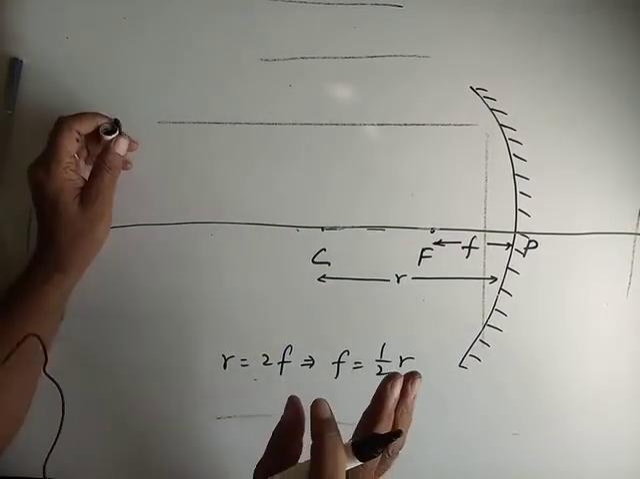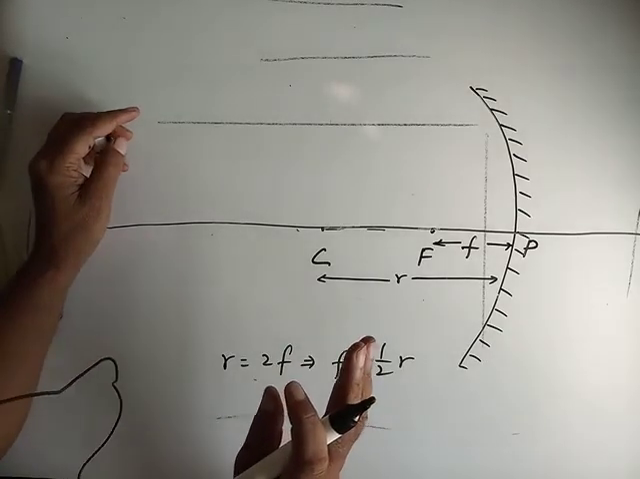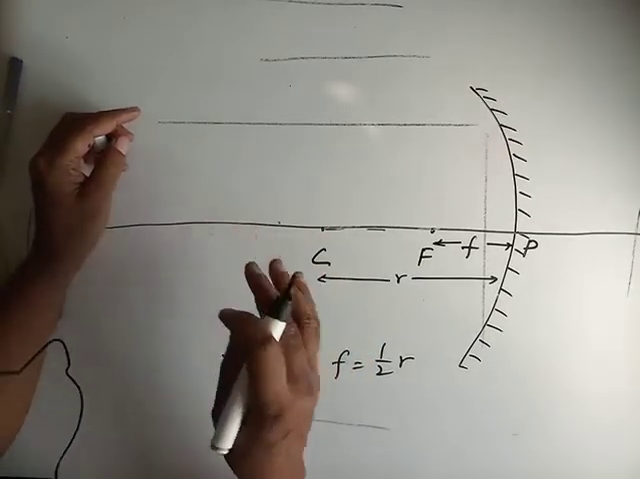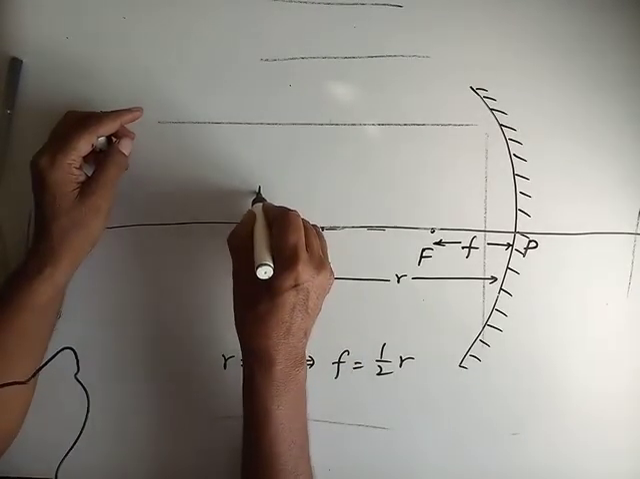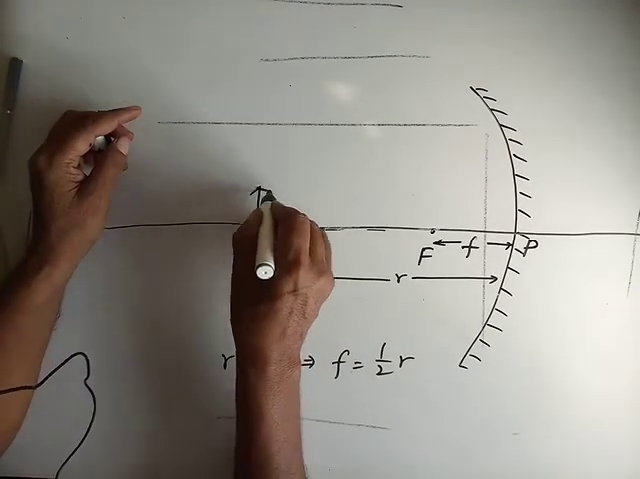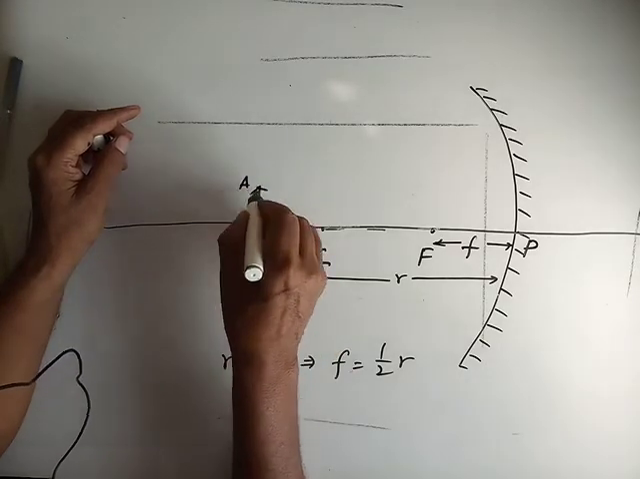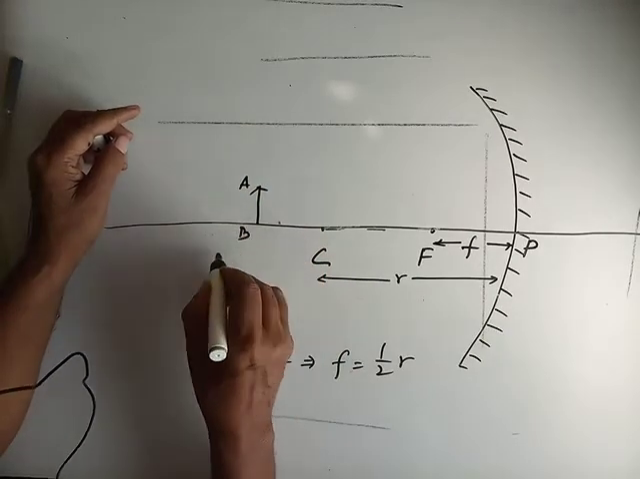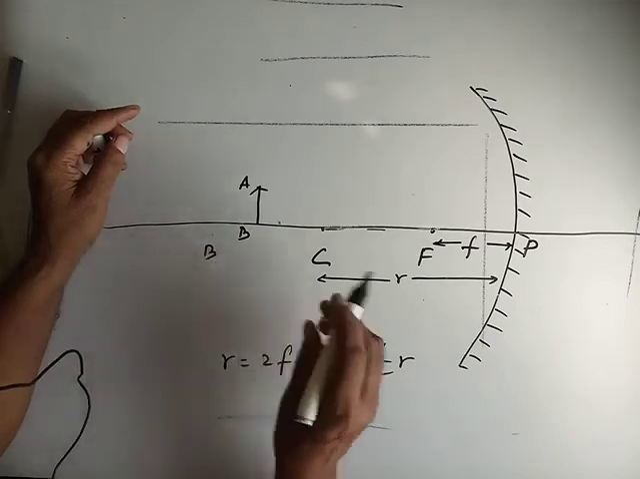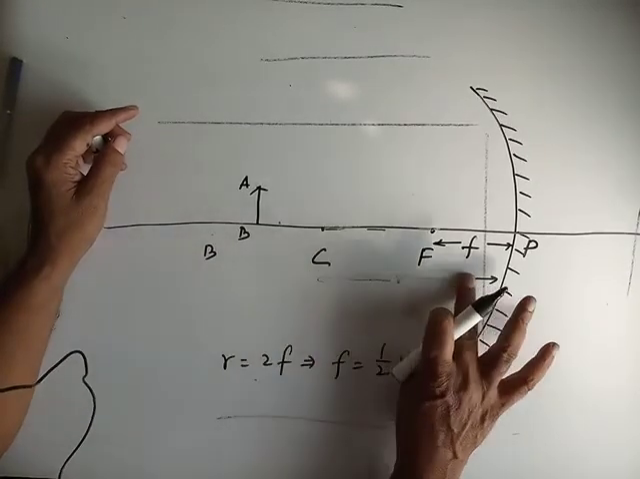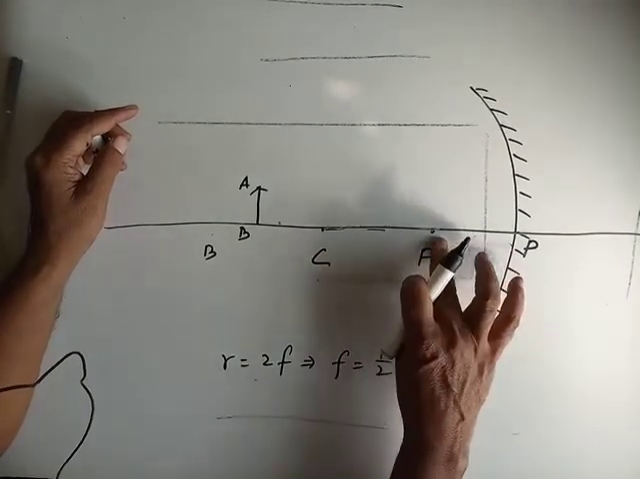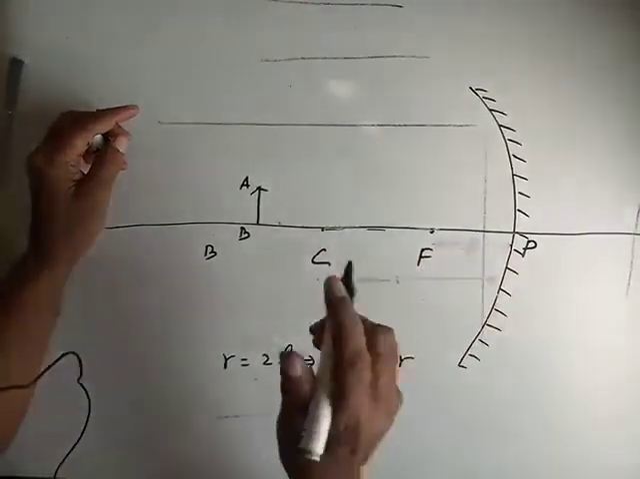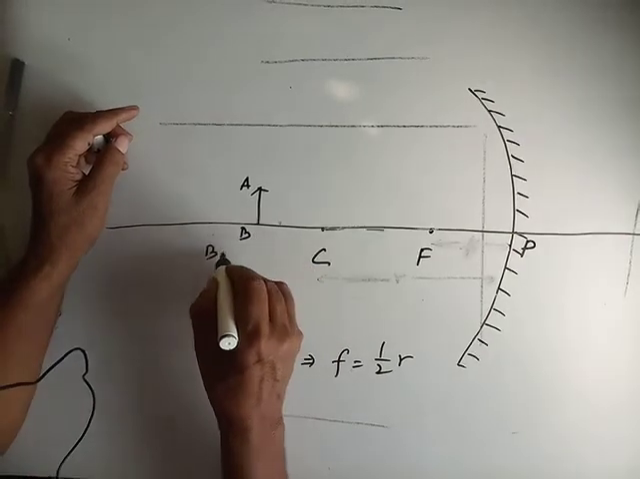One I have explained, that is when the object is at infinity. So let me draw one image here beyond C. That is called beyond C. This is AB. I'm just rubbing this one, it has no use now.